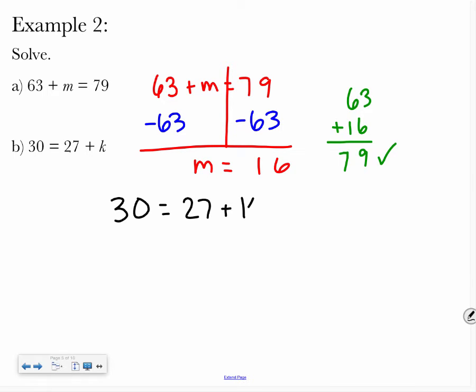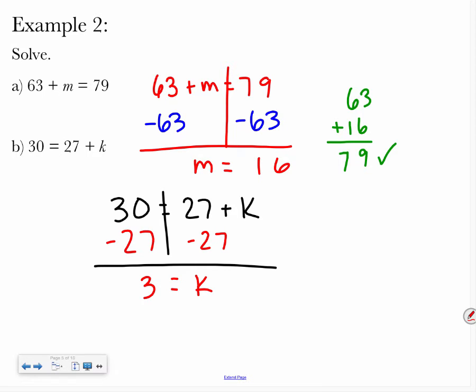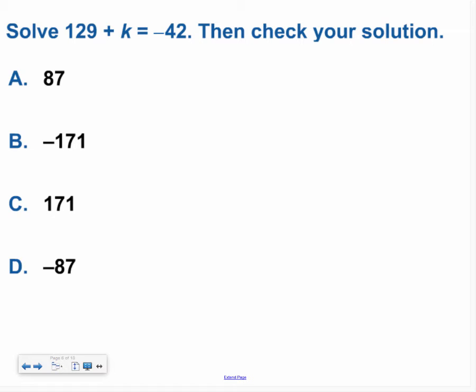We have 30 equals 27 plus k. If I tee it up, how do I get k by itself? I have a positive 27, so I know I have to subtract 27 to get rid of it. 30 minus 27 is 3, and we have k. And if we check that, 27 plus 3, does that equal 30? Yes. So we know that that answer is right. K equals 3. Go ahead and try this problem on your own. See how you do.